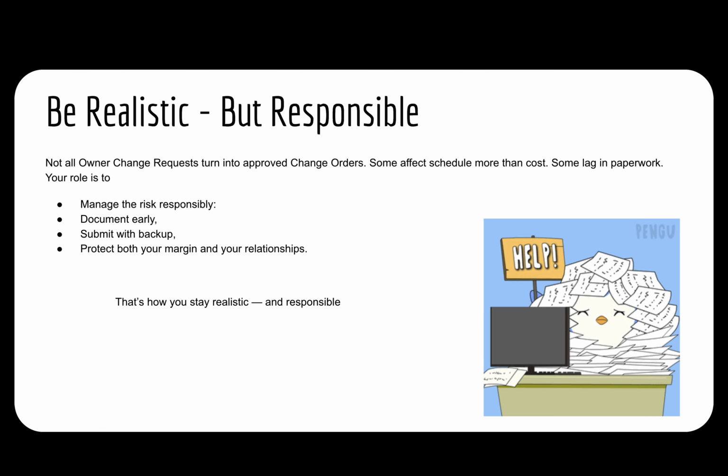Final takeaway, not all owner change requests turn into approved change orders. Some affect schedule more than cost. Some lag in paperwork. Your role is to manage the risk responsibly. Document early, submit with backup, and protect both your margin and your relationships. That's how you stay realistic and responsible.